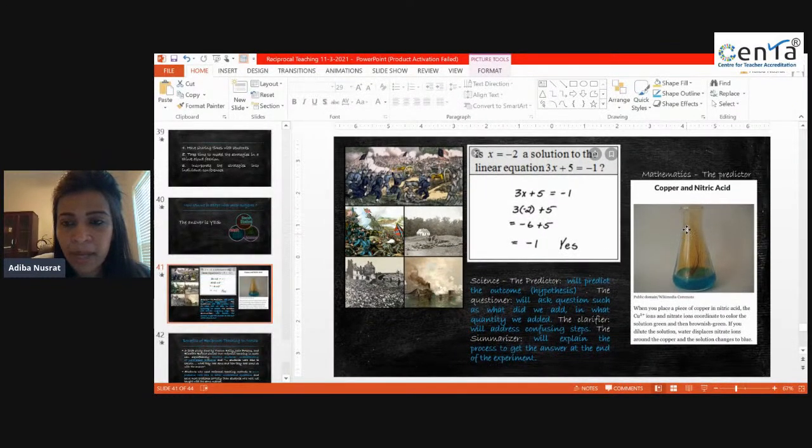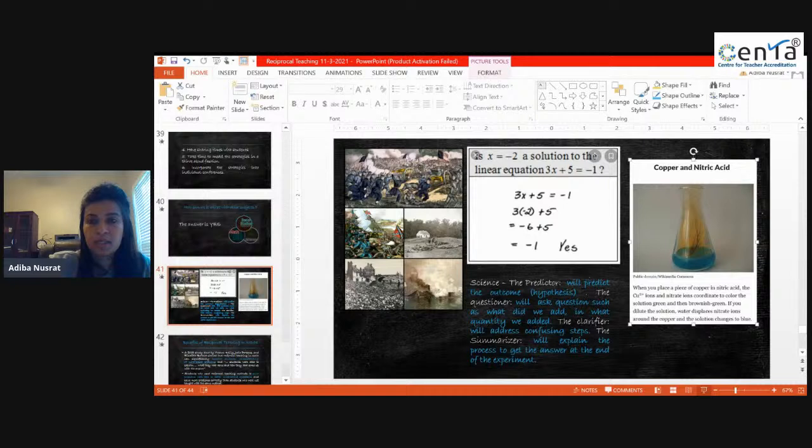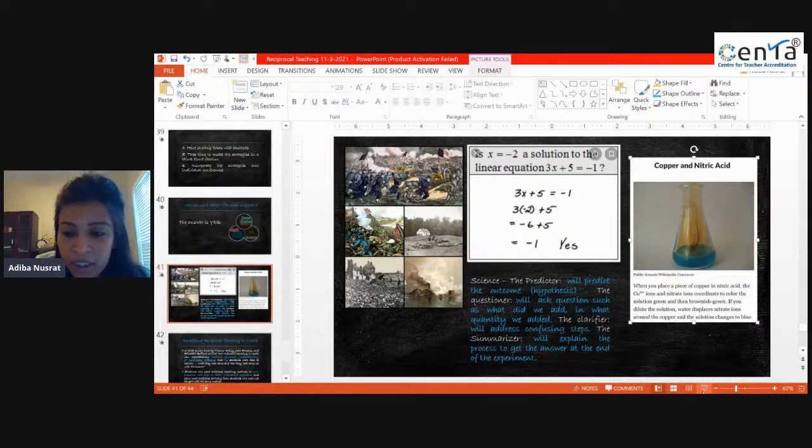Okay, so now the science equation. This is a copper and nitric acid experiment, and the science teachers can give the role of a predictor, and say that the predictor will predict the outcome of this experiment. What will be the outcome of this experiment? The questioner will ask questions such as, what did we add in the experiment and in what quantity did we add it? The clarifier will address confusing steps. And the summarizer will explain the process of this whole experiment. So this is how we can use reciprocal teaching in a science experiment.